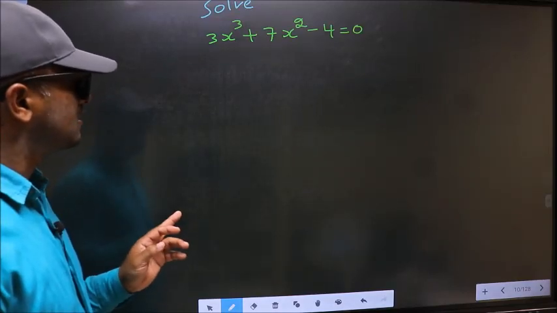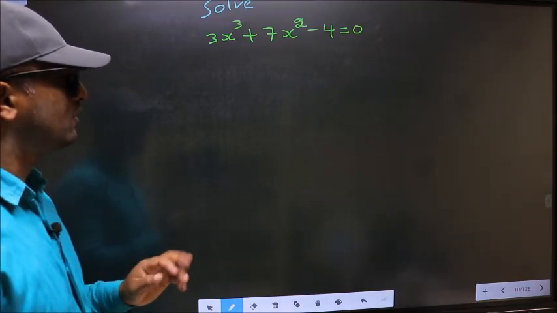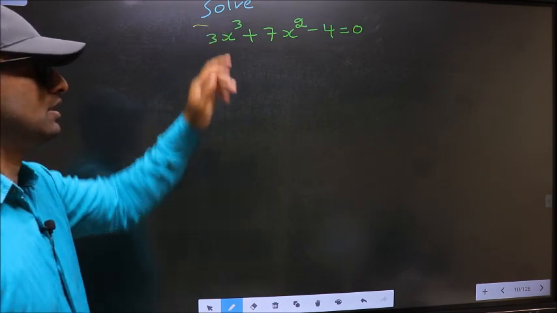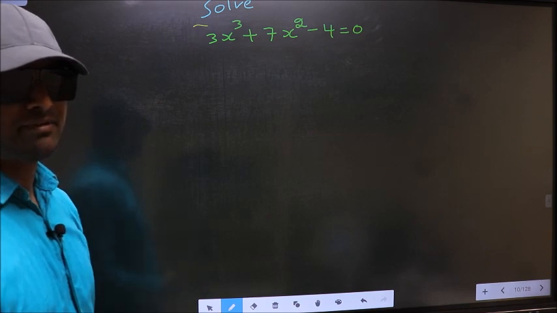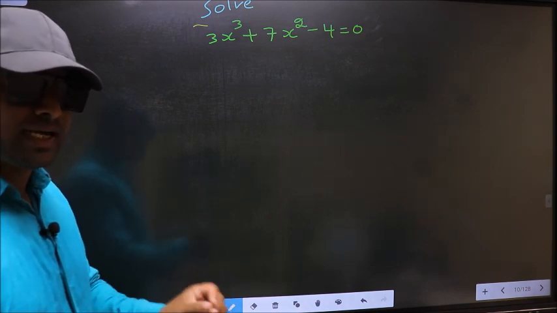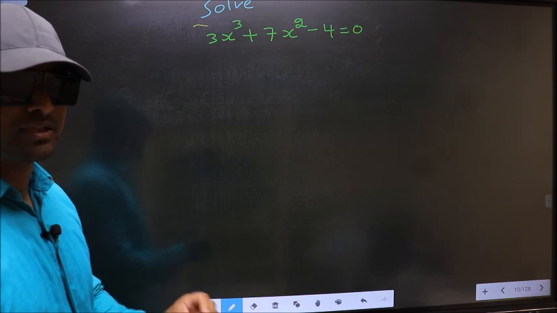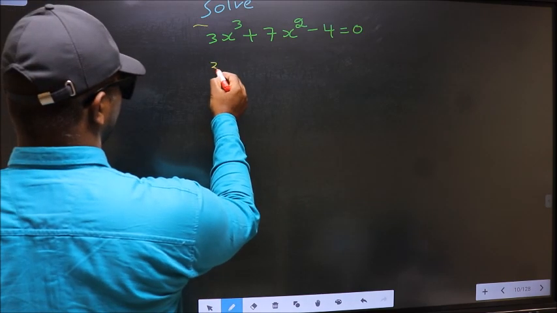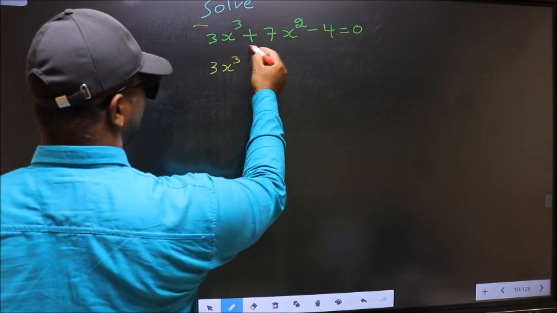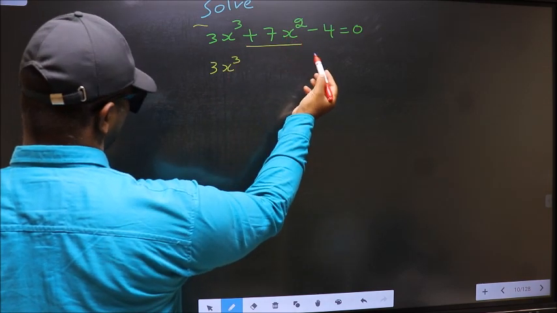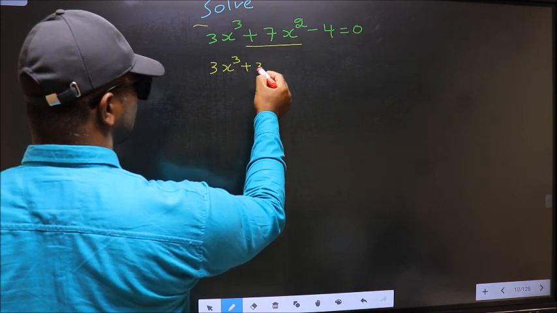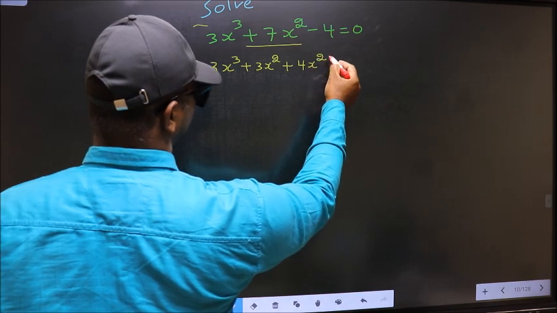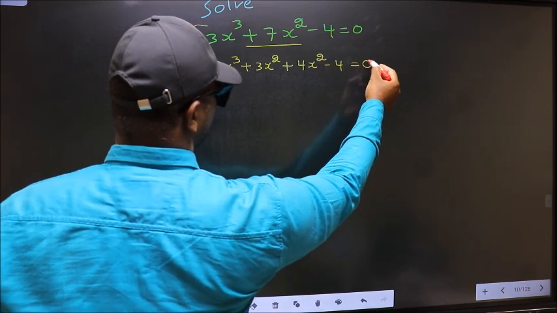Solve 3x³ + 7x² − 4 = 0. Here they told us to solve, which means we should get the values of x. For that, we have to change the x² term. What I mean is, in place of +7x², we should now write +3x² + 4x² − 4 = 0.